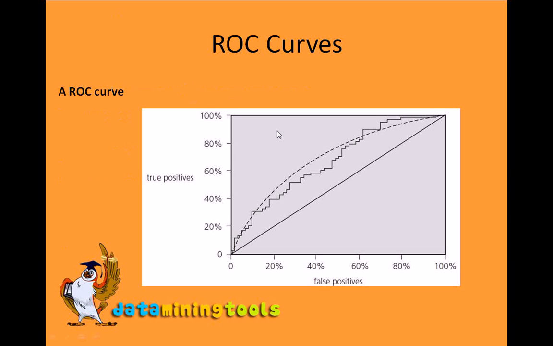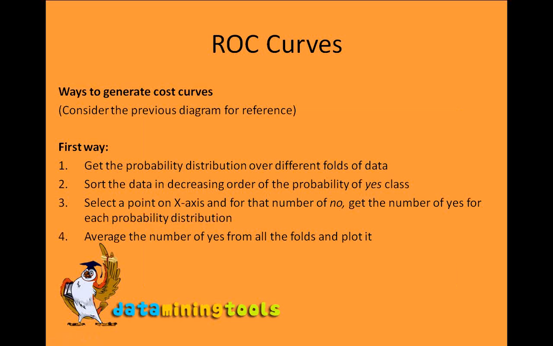This is a sample ROC curve. As you can see, it's pretty jagged, but if we use cross validation, then we can smoothen it out. And as you can see, on the y-axis we have our true positive percentage, and on the x-axis we have our false positive percentage. Now we will look at ways to generate our ROC curve or our cost curve.